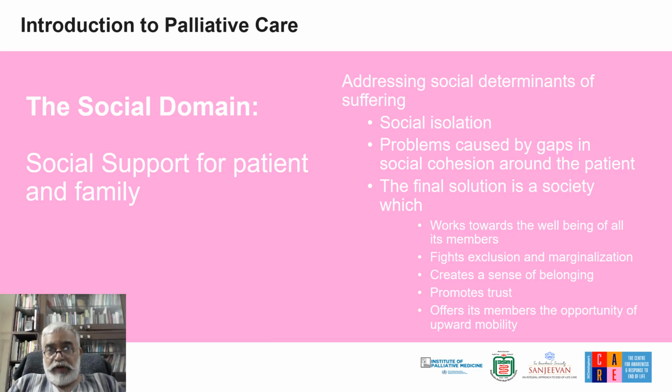Social determinants of suffering are linked to the socio-economic and cultural background of the patient. These would have been minimal if the society in which the patient lives is socially cohesive. A socially cohesive society is one working towards the well-being of all the members. Such a society offers equal opportunity to all the members. Unfortunately, we don't live in societies like that. We should know that social determinants contribute in a big way to suffering of patients with advanced diseases.